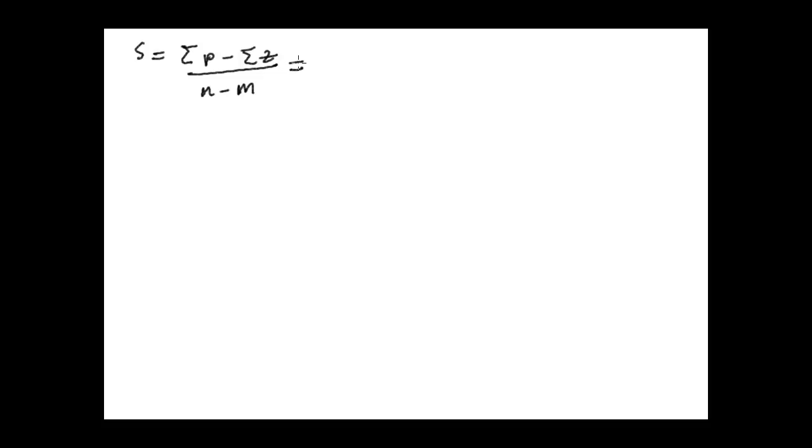And in our problem, this is equal to (2 + (−1) − (−3)) over (2 poles − 1 zero). This is equal to 4. So this is the location where the asymptotes meet. And the second piece of information we need is the value of these angles.